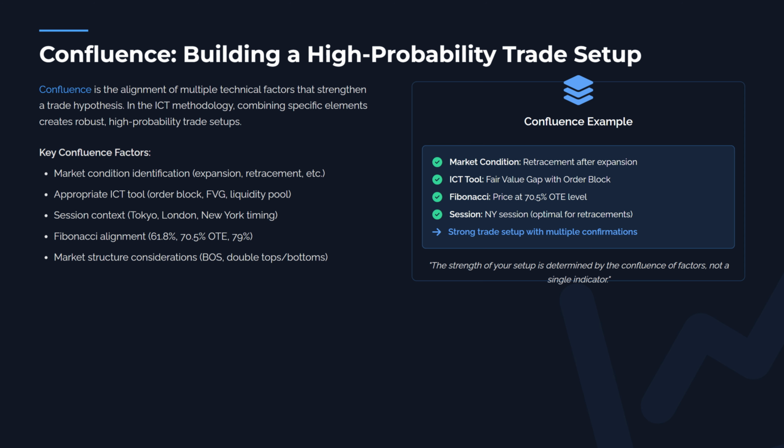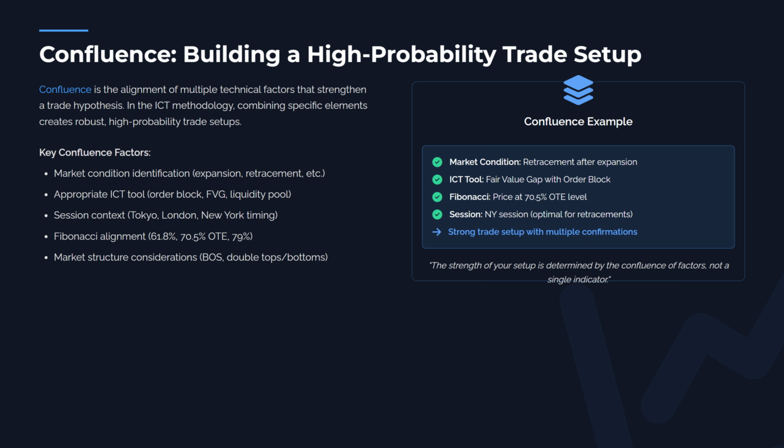The more factors that align, the higher your probability of success. It's like having multiple witnesses all telling the same story. You can be much more confident in your conclusion. Here's what you should look for in a confluence setup. First, identify the current market condition. Second, choose the appropriate ICT tool for that condition. Third, check the session timing. Fourth, look for additional confirming factors like Fibonacci levels or volume patterns.